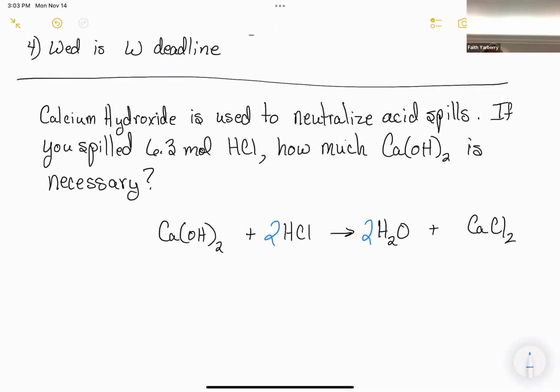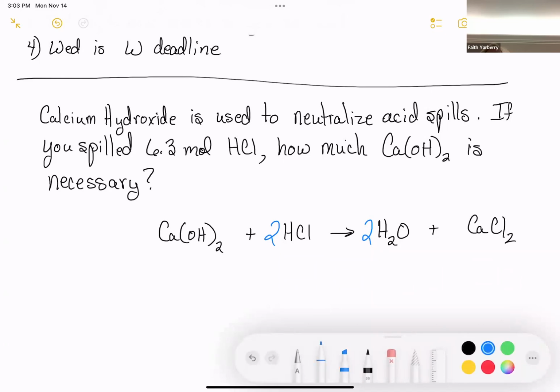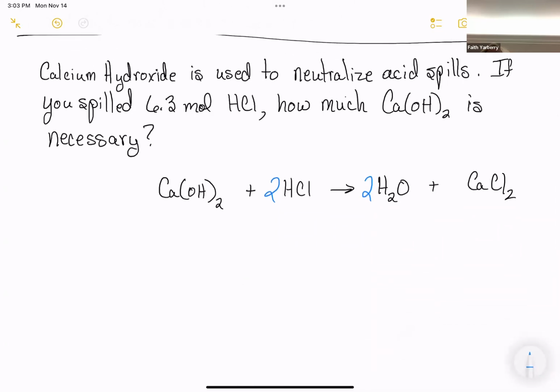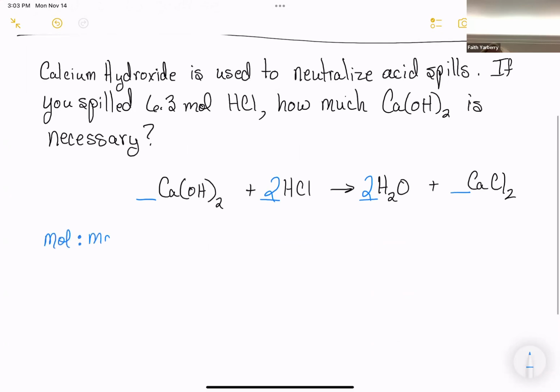Now, what do the coefficients of a balanced chemical equation tell you? When I see these coefficients, what you are looking at is another form of a mole to mole ratio. When you look at the coefficients of a balanced chemical equation, you're looking at another form of a mole to mole ratio.